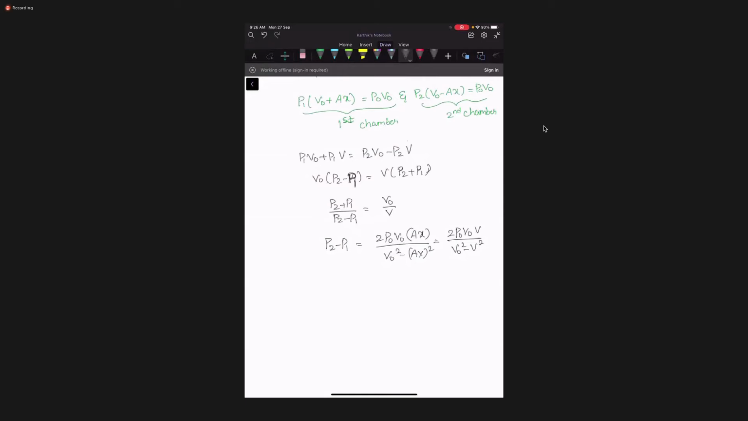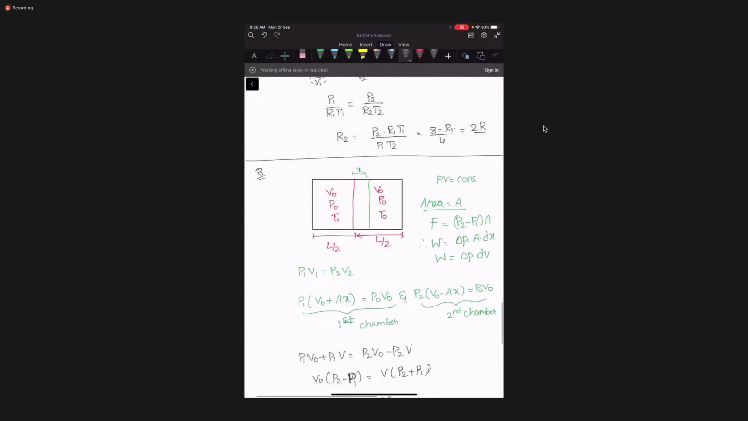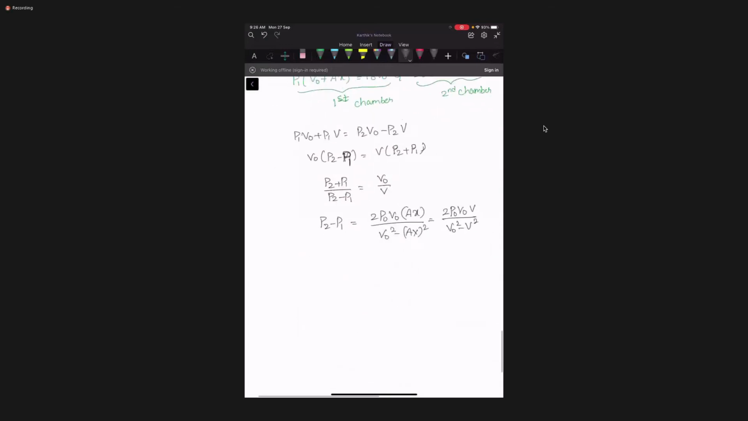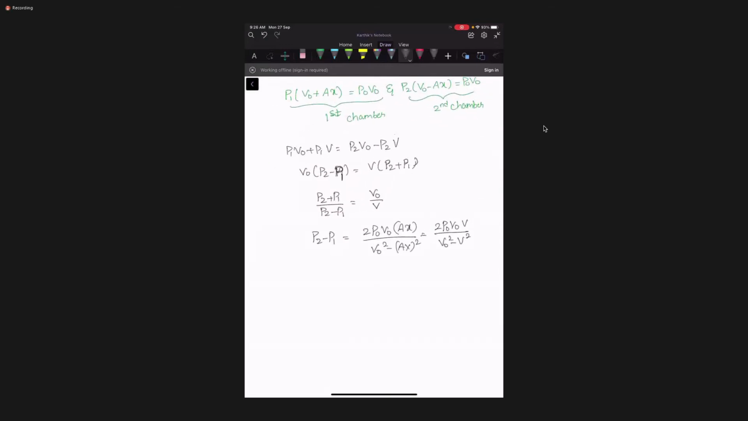We know, I'm taking the volume of the left hand is 2 times the volume of the right hand, isn't it? Volume of left is V0 plus V, which is 2 times V0 minus V, isn't it? Now V0 minus V, no?